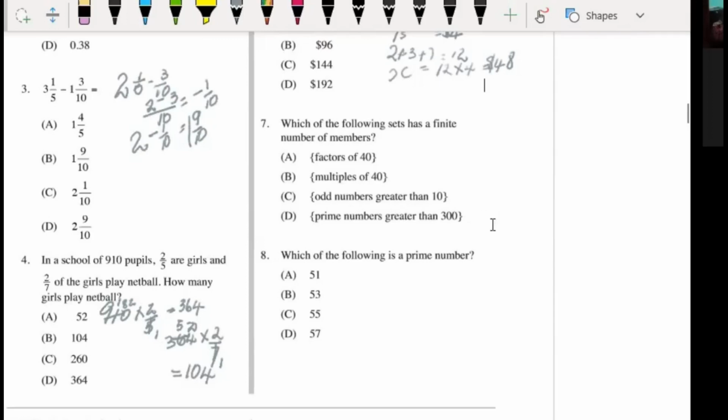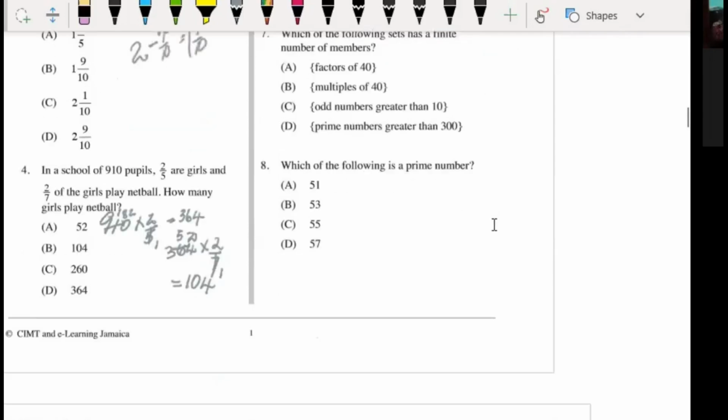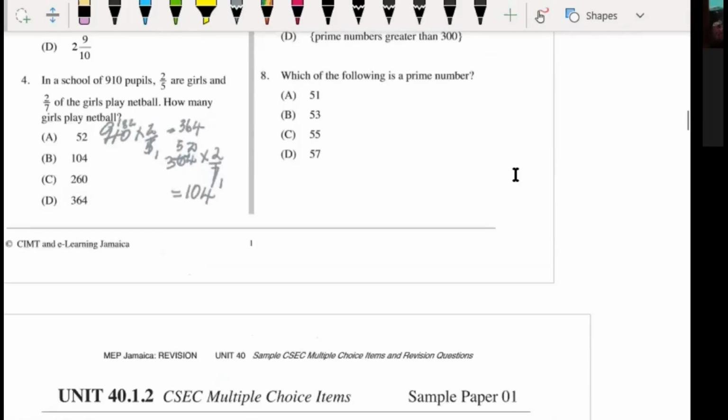Okay, question 8. Which of the following is a prime number? If you know the divisibility rule, you should be able to spot some of them. That is, there are certain rules that tell you exactly which numbers are divisible by other numbers. So if you notice, all of them are odd numbers, so we can rule out any of them being even numbers as such. So let's see, 5 and 1 is 6, therefore it's divisible by 3.